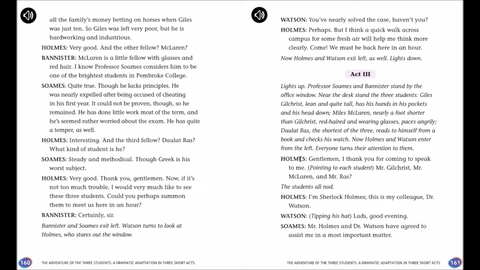Holmes. Gentlemen, I thank you for coming to speak to me, pointing to each student. Mr. Gilchrist, Mr. McLaurin, and Mr. Rawls? The students all nod. Holmes. I'm Sherlock Holmes.